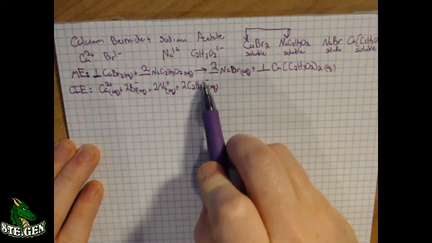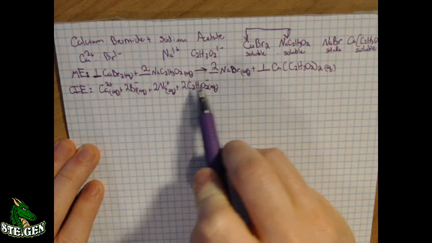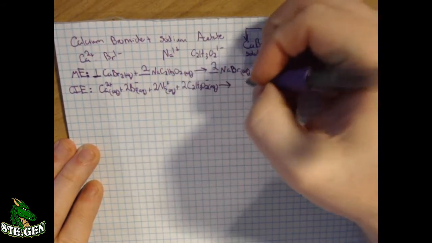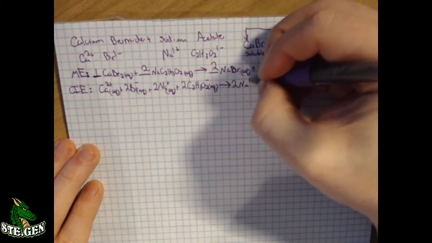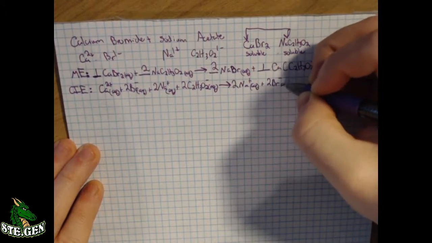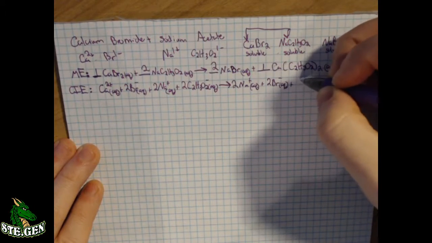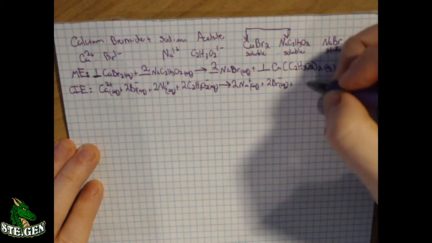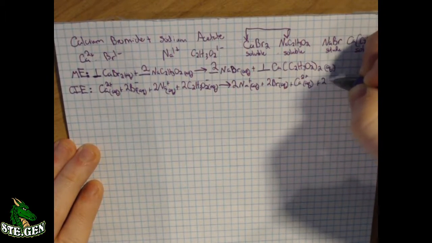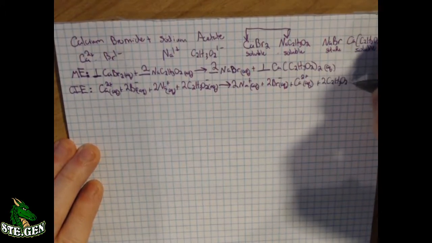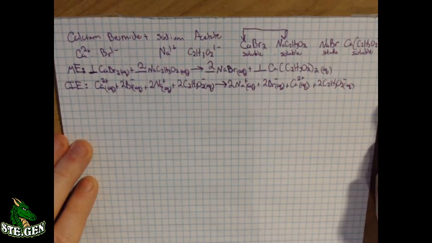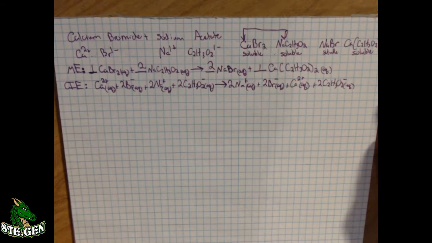And you have to include every single piece. You have to include the aqueous, the negative, the subscripts that are in the actual thing, and the coefficients out front, all of it. And then we'll do another arrow. We've got 2 Na plus that are aqueous. We've got 2 Br minus that are aqueous. We've got 1 Ca 2+ that is aqueous. And we've got 2 C2H3O2 minus that are aqueous. Oh my gosh, so much stuff. Okay. Now we have our complete ionic equation.